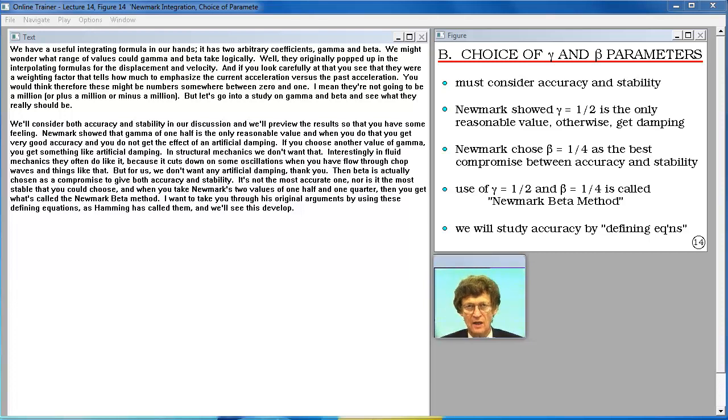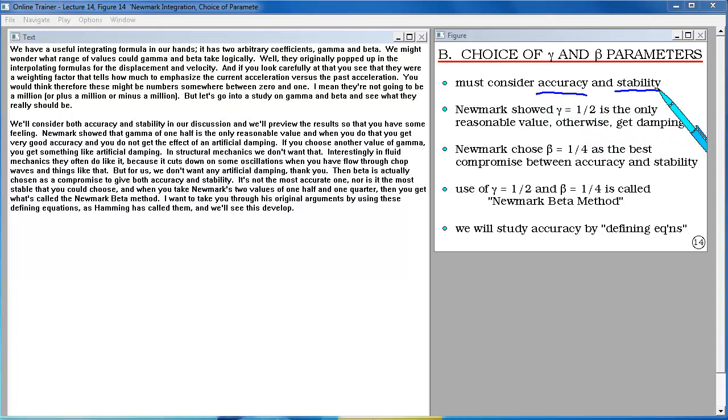But let's go into a study on gamma and beta and see what they really should be. We'll consider both accuracy and stability in our discussion. And we'll preview the results so that you have some feeling. Newmark showed that gamma of 1/2 is the only reasonable value. And when you do that, you get very good accuracy, and you do not get the effect of an artificial damping. If you choose another value of gamma, you get something like artificial damping. In structural mechanics, we don't want that.